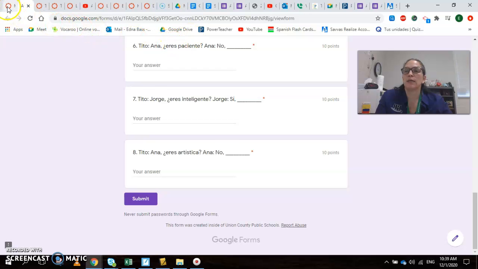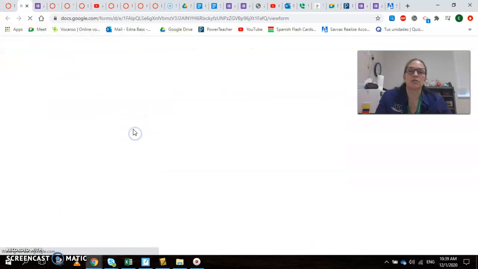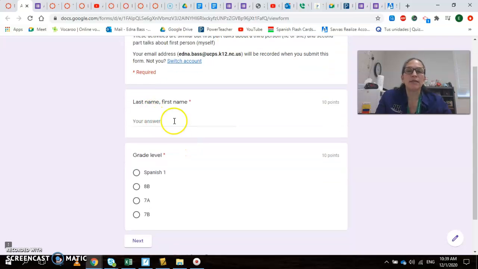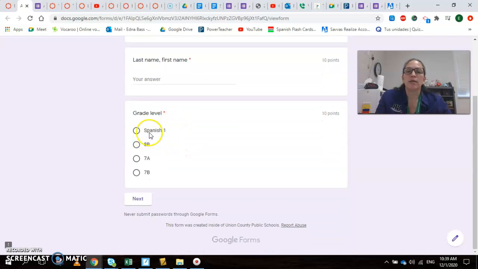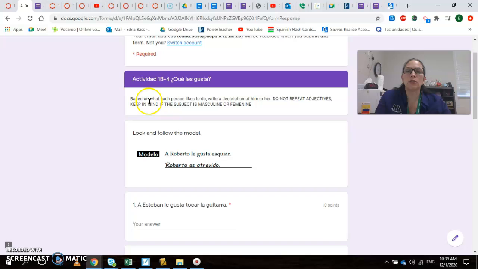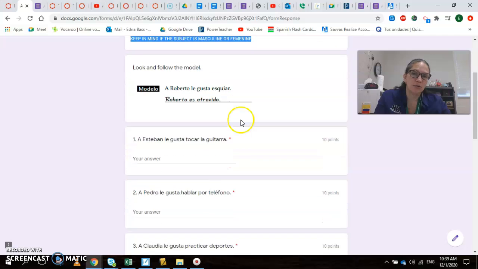The next one has 2 sections because it's 1B-4 and 1B-5. Same thing, you fill in your name, and then it's saying next because it's going to take you to the first section. So in the first section, you're going to read the instruction. Please notice that I put here, do not repeat adjectives. Keep in mind the subject is masculine or feminine. Otherwise, it's going to mark you wrong.